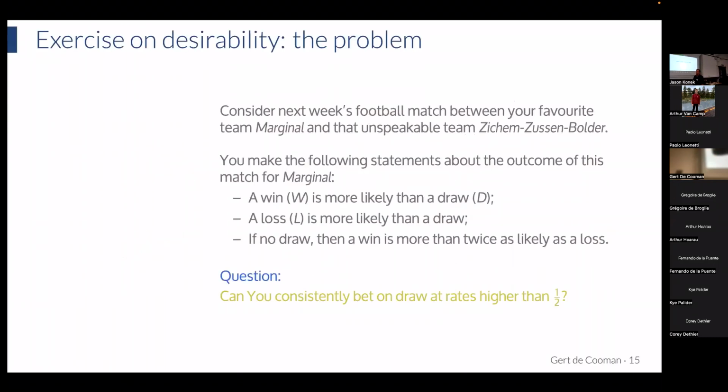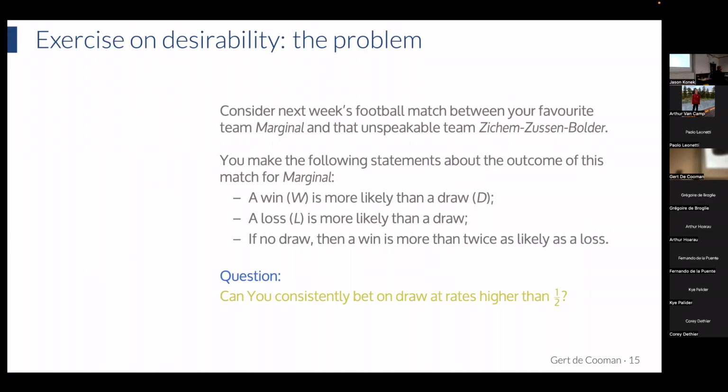Right, so time for you now to do some exercises, right? How much time do we have left? Twenty-seven, oh, lots of time.